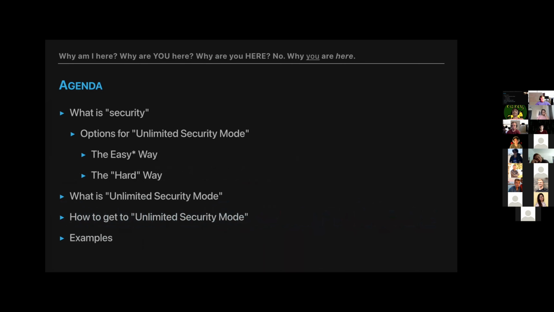And then maybe this is out of order, but we'll be going over what unlimited security mode actually is and how we might actually get there. Afterwards, I'll have some examples of the process I plan to introduce on how to get there. Now, without further ado, let's get into it.